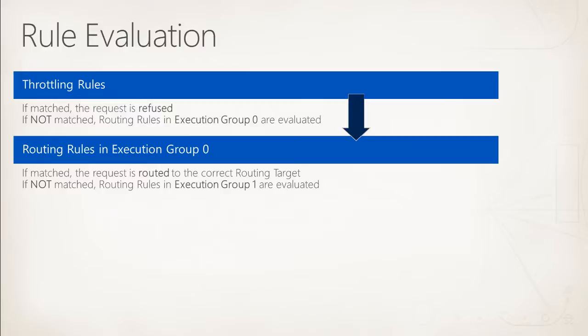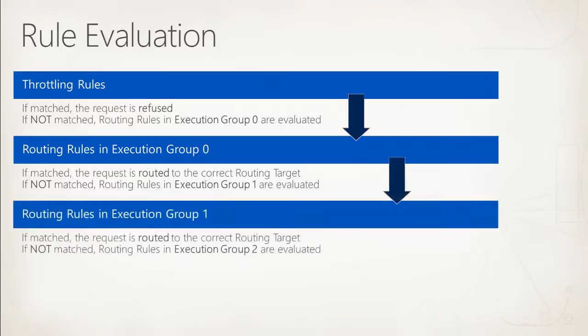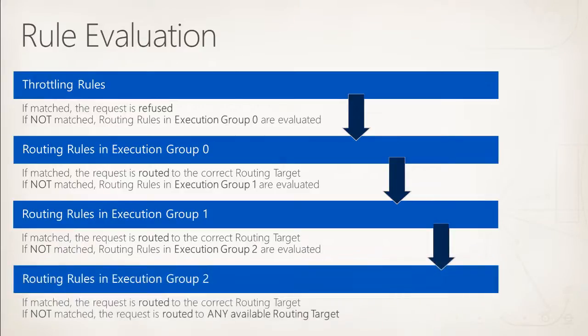Now, this is very important when we come to plan and operate any deployment of request management. If we don't have a match, we'll go ahead and evaluate execution group 1's rules, and then again for execution group 2. Now, if we get to the bottom and we still haven't matched, then it will be sent to any available routing target in the farm.